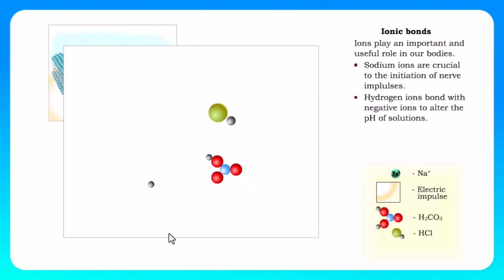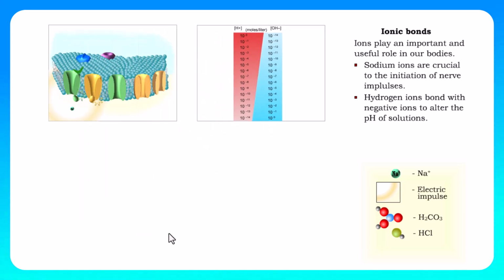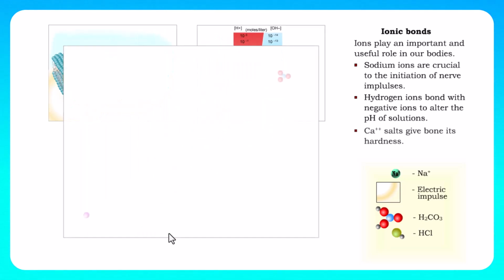The acidity of body fluids is regulated in part by the bonding of hydrogen ions with different types of negatively charged ions. Bone gets its hardness and strength from the reaction of calcium, phosphate, and carbonate ions.